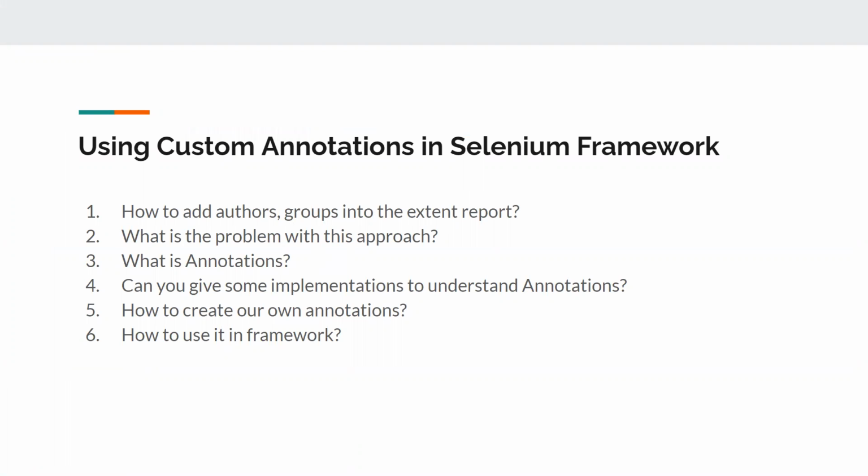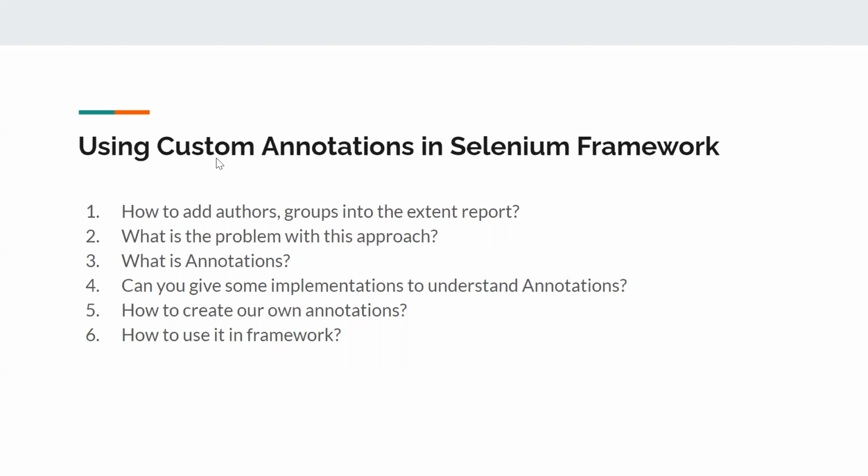Now, first we understand how to add an author's name or your test groups in the Extent report. Again, we will see what the problem with that approach is. We will be hard coding that in the test case, so this is kind of not looking good when you are creating a framework for your company. This is not a good approach. So how can annotations help us to solve this issue? That's what we're going to see. This is what the agenda is going to be.